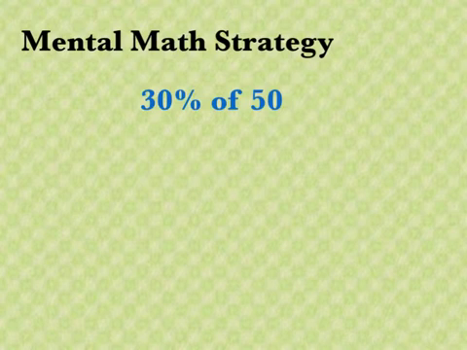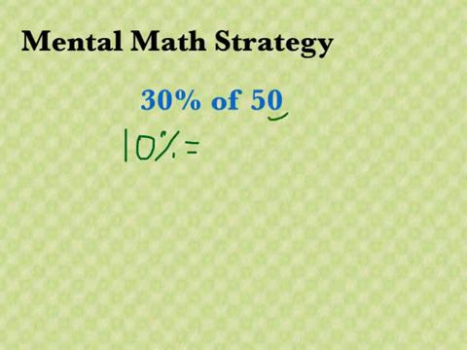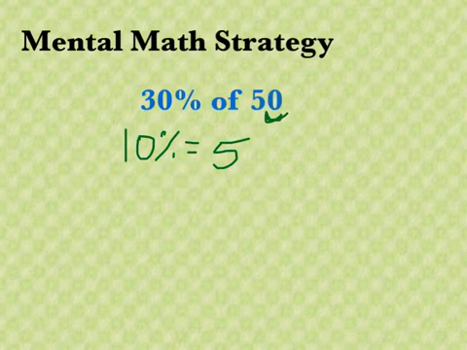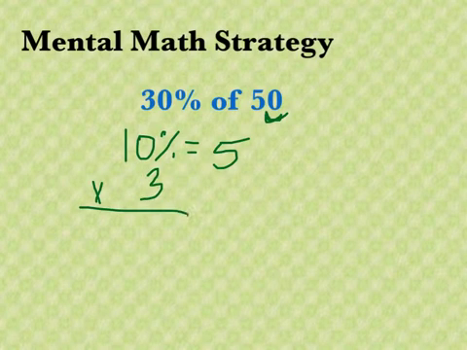So I'm going to start with finding 10% of 50. If I look at 50 and I move that decimal point one spot to the left, that means 10% is 5. And then you have to think, how can I go from 10% to 30%? Did you say times 3? Because you're right. 10% times 3 would be 30%.